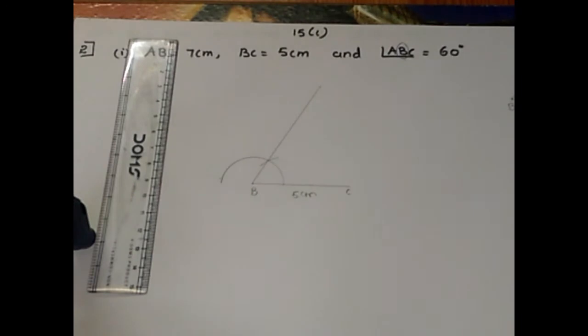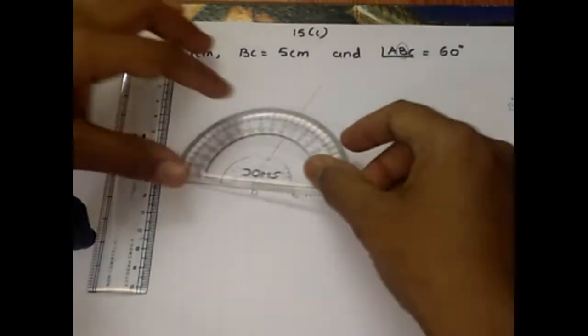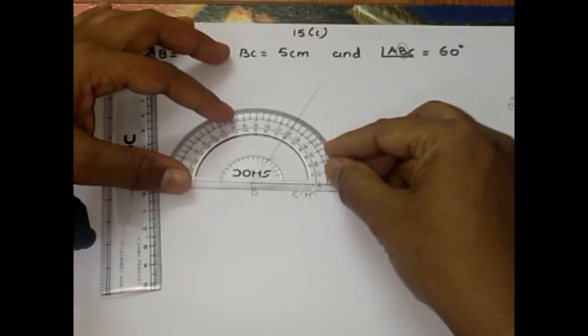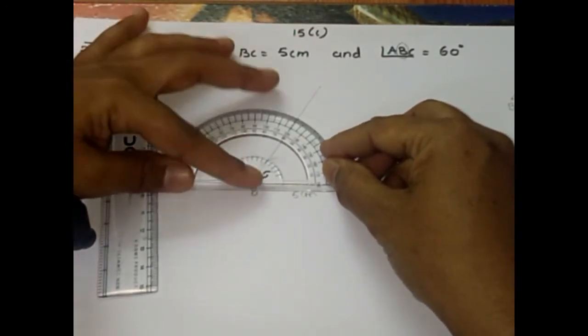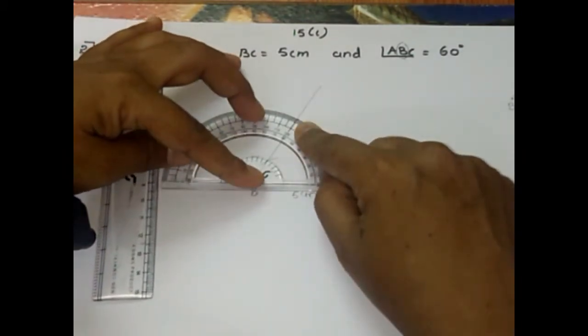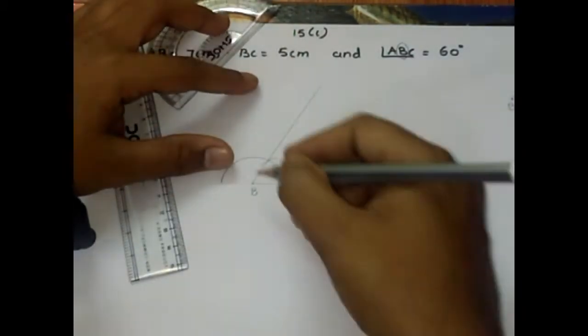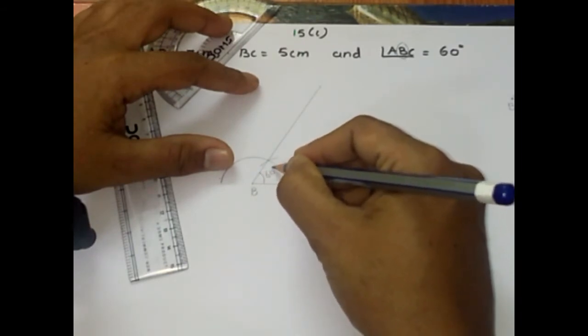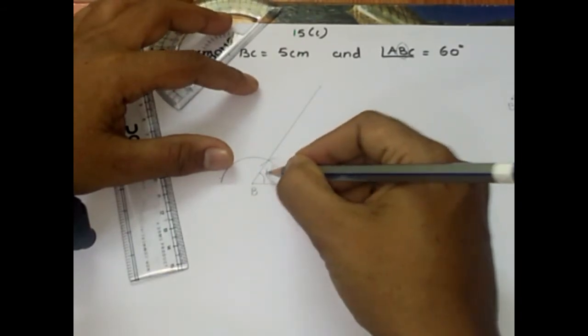For verification purposes, let us check with the protractor, only for verification, not for constructing. If you check this with your protractor, my angle is exactly 60 degrees. So as soon as you construct an angle, write its measure, 60 degrees. We have got an angle.